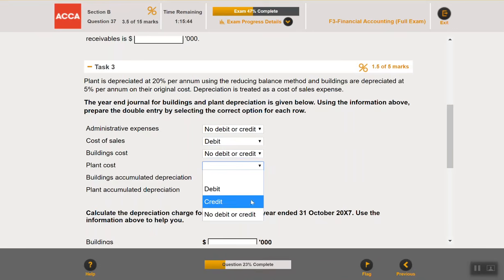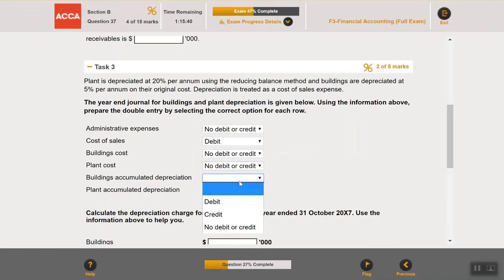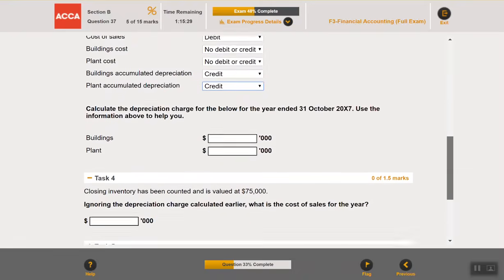And plant cost, it also doesn't affect it. Plant accumulated depreciation, yeah, credited. And then building accumulated depreciation and plant accumulated, both of them are credited. So we have taken 3 out of 5 marks as well. The other seems specific.